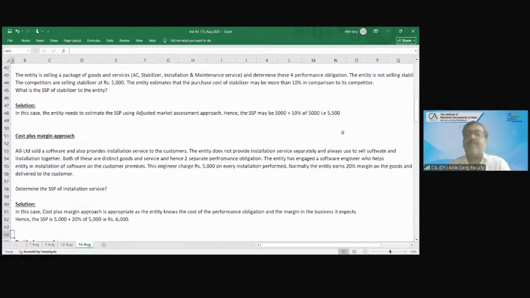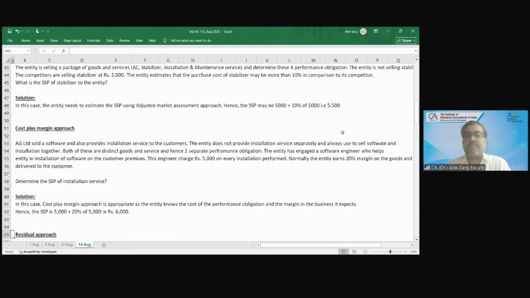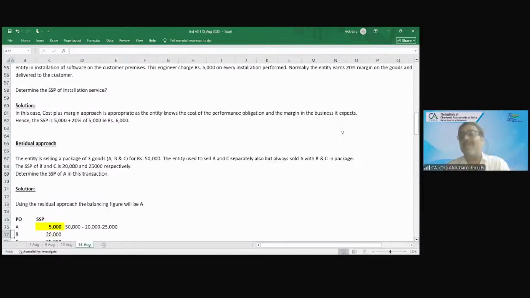And students, please go through these examples of the adjusted market assessment approach, cost plus margin approach and residual value approach. These examples will give you conceptual clarity, right? Believe me, if you apply a rote memorization model, it will be sustained for a shorter period of time. But if you apply a conceptual clarity model, it will sustain in your brain for the majority of your life, right?